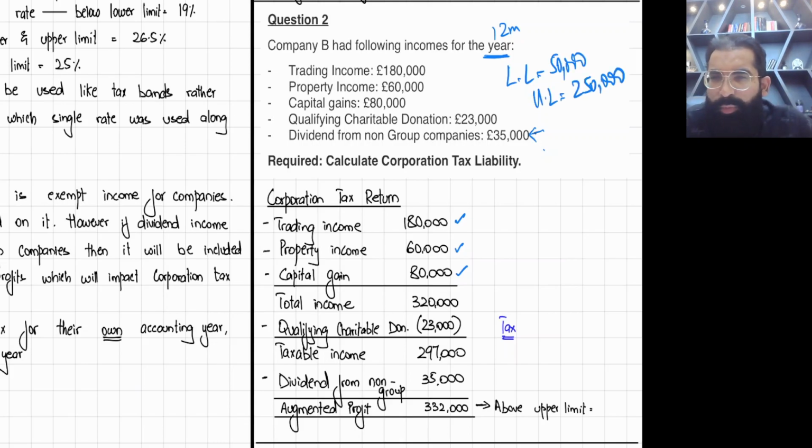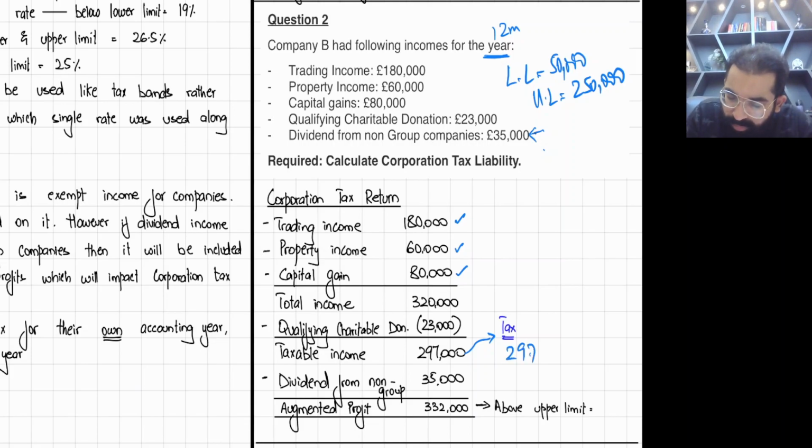Right now it's basic questions. Can you see your augmented profits? This time your augmented profits are more than the upper limit. So the tax rate will be a flat 25% without any margin, no marginal relief is available. That flat rate is applied on this taxable income.